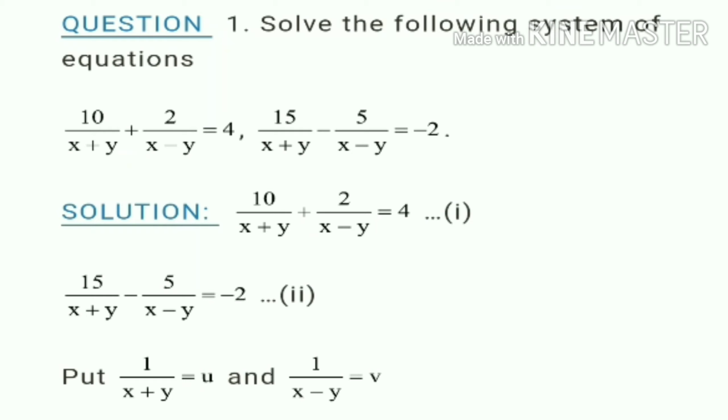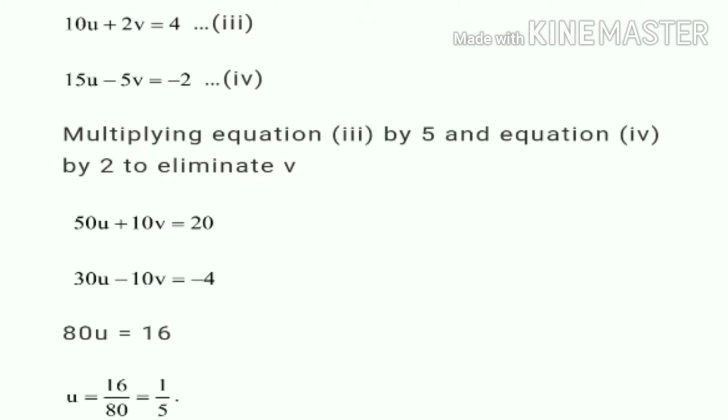Got it? Okay. So in place of 1 upon x plus y we can write u, and in place of 1 upon x minus y we can write v. So we are going to write here. It will be converted as 10u plus 2v is equal to 4, and 15u minus 5v is equal to minus 2. Now again we are going to solve this equation.